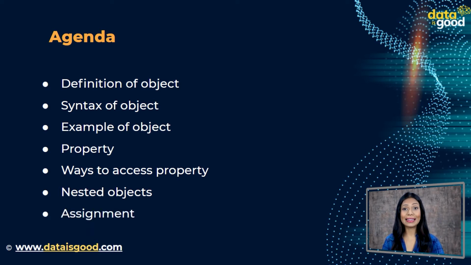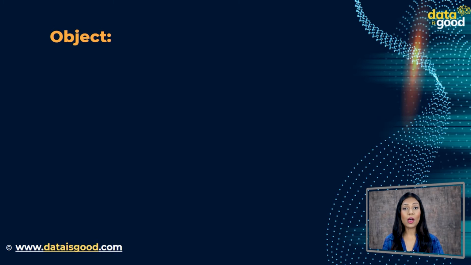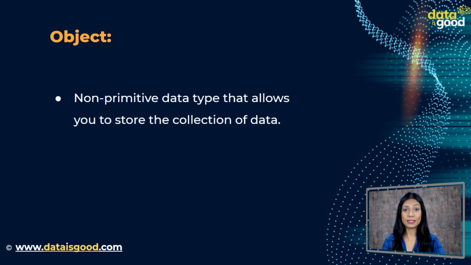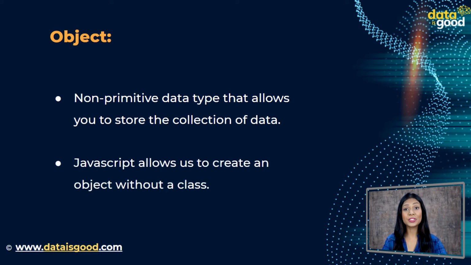So what exactly is an object? Well, an object is a non-primitive data type that allows you to store a collection of data. And you certainly know why we call them non-primitive, because the primitive data type and object data type differ from each other. In other programming languages, you have to have a class in order to create an object, but JavaScript allows us to create an object without a class.